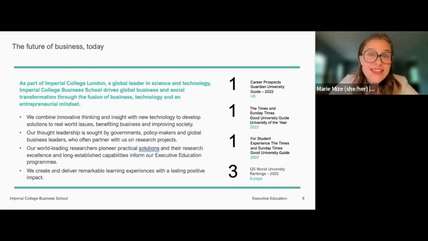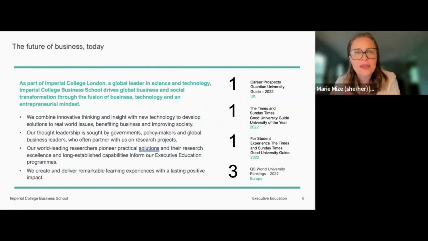So we're combining innovative thinking and insight. You're going to see that here today as you learn directly from your course faculty. We're combining this incredible wealth of knowledge with what we know works well in new technologies in order to develop real world solutions for you, so you can really bring this learning into a place that allows you to improve society, improve your organization, and reach those goals. Thought leadership here at Imperial is sought out across the globe by government officials, policymakers, global business leaders who are all partnering together here at Imperial on research projects that really are aimed, again, at helping to leave a mark on the world, to have that positive transformational change.